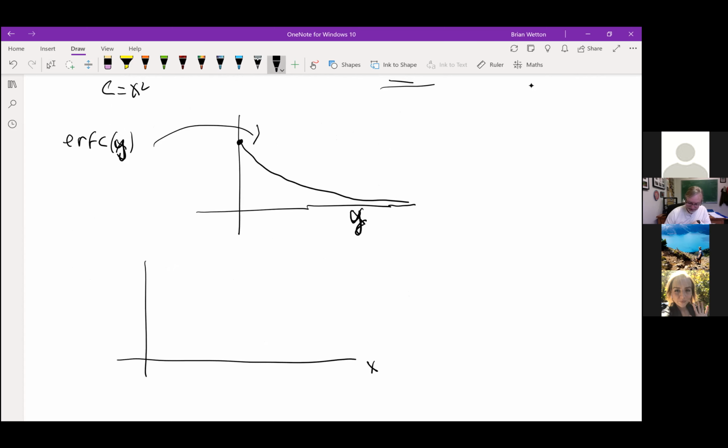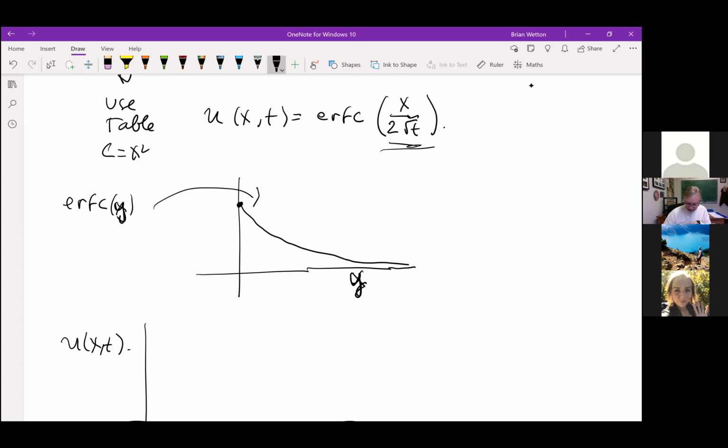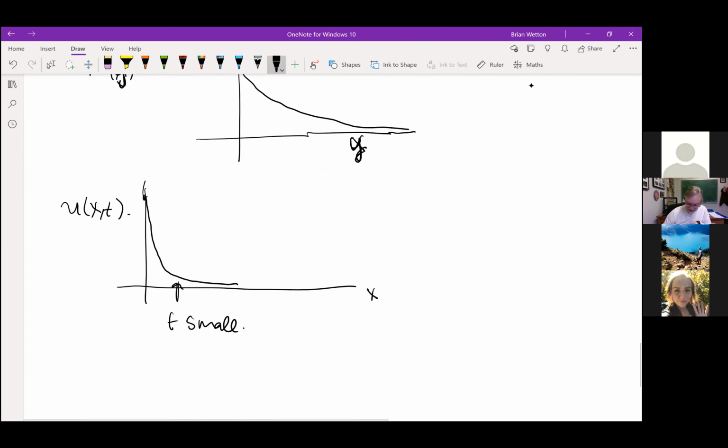So now I'm going to have x. I'm going to have u as a function of x and t for different t. For t small, I'm scaling the argument to be something that starts at 1 but decreases rapidly to 0. So this is for t small. And then for t large, I'm extending this out a long way. It looks like this.